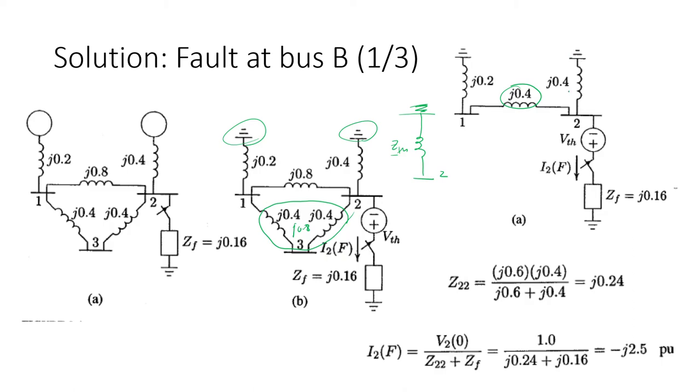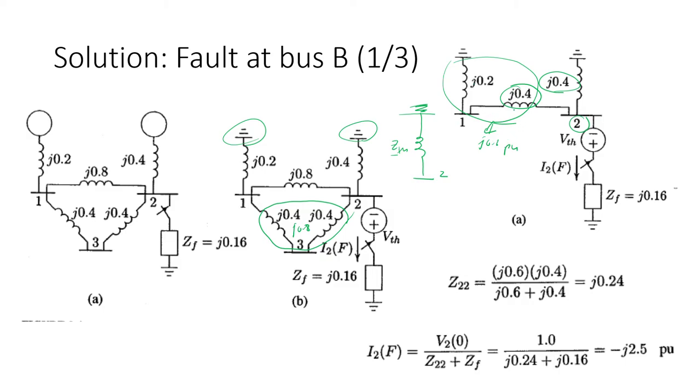And with respect to the ground, we look at bus number two and the ground. You have a 0.4 here, and you have 0.4 and 0.2 over here. Now you can see that these two are in series, and being in series, you can reduce this into j0.6 per unit, 0.6 and 0.4. Now you see at bus 2, with respect to ground, you have 0.4 on one side and you have 0.6 on the other side.